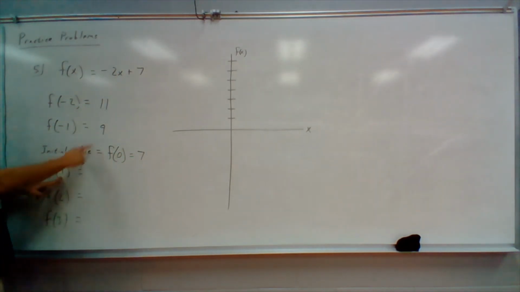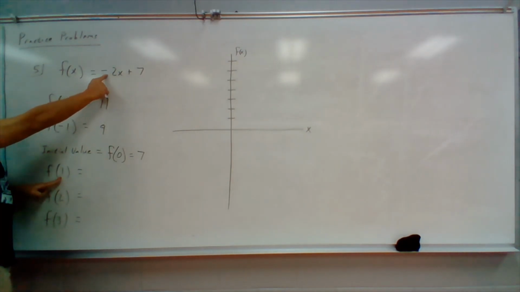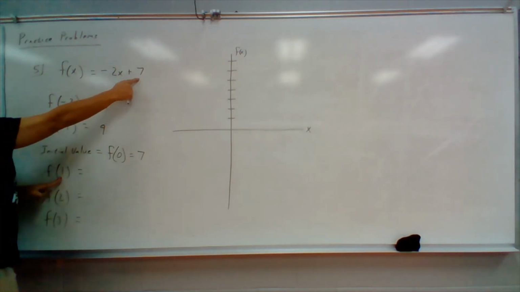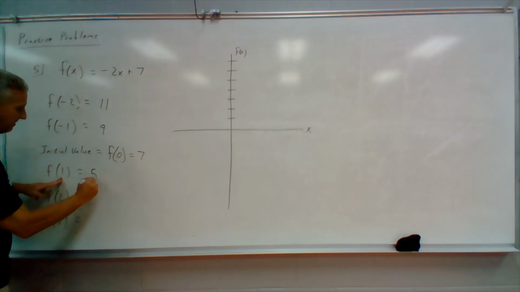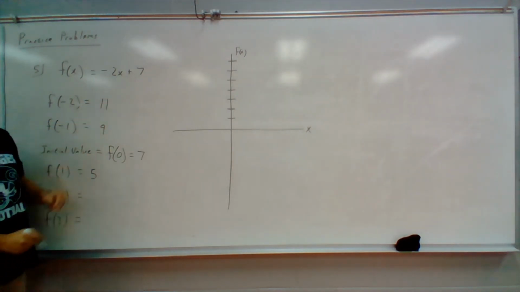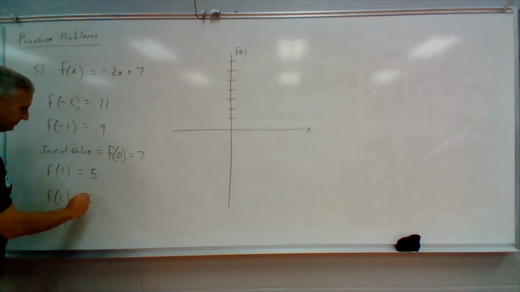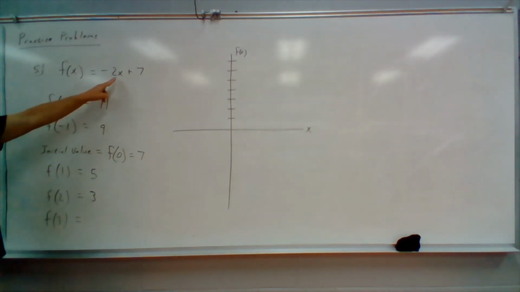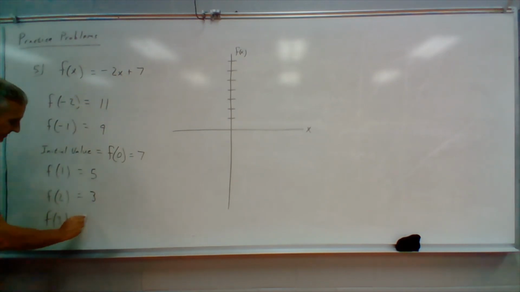F of 1, I'm going to plug in a 1. -2 times 1 is -2. -2 plus 7 is 5. If I plug in a 2, I'll get -4 plus 7, which would be 3. If I plug in a 3, I get -6 plus 7, I get a 1.